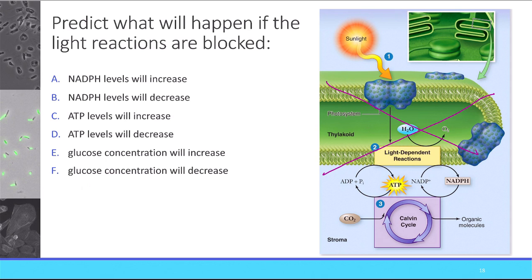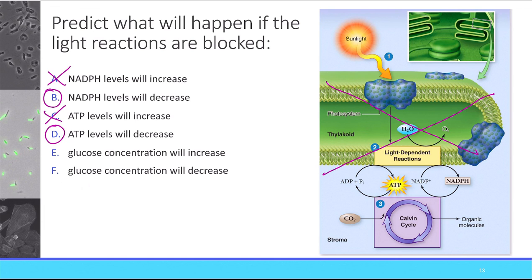So A and B ask us about NADPH. So in the light reactions, we produce NADPH. That light energy is transferred to chemical energy. So if they're broken, there is no way that we can get an increase in NADPH levels. So what we will see is that NADPH levels will actually decrease. Same thing for ATP. Our other energy management molecule that we make is ATP, but we can't be making it right now because the light reactions are blocked. And so we're going to see that ATP levels decrease.